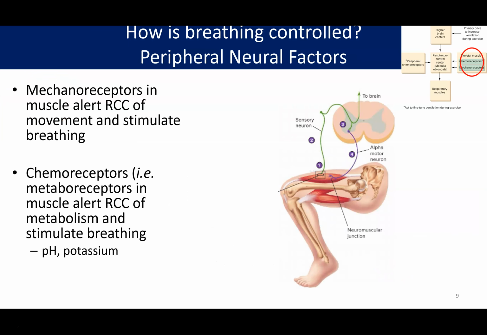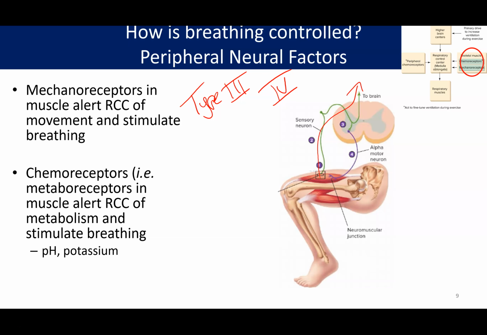Now, other factors that will fine-tune the respiration response can be found within the muscle itself. These are the type 3-4 afferents that we talked about at the beginning of the year. Also factors like type 1 and type 2, which are your muscle spindles and Golgi tendon organs. All these afferents sense what's going on in the muscle, and they relay it back to the brain, to the respiratory control center.